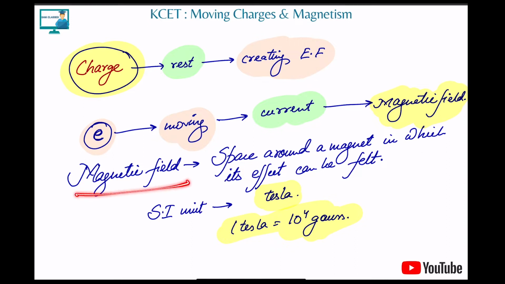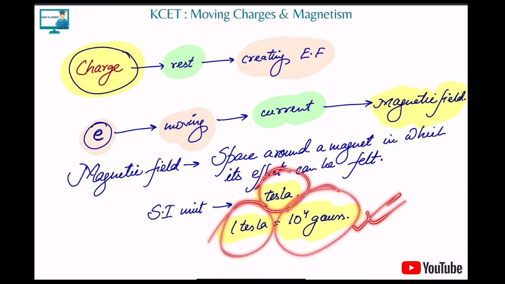So what is a magnetic field? Very simple: just like an electric field, it is the space around a magnet in which its effect, or the magnetic force, can be felt. That's it. The SI unit is Tesla, and 1 Tesla is 10 power 4 Gauss. Pretty simple.